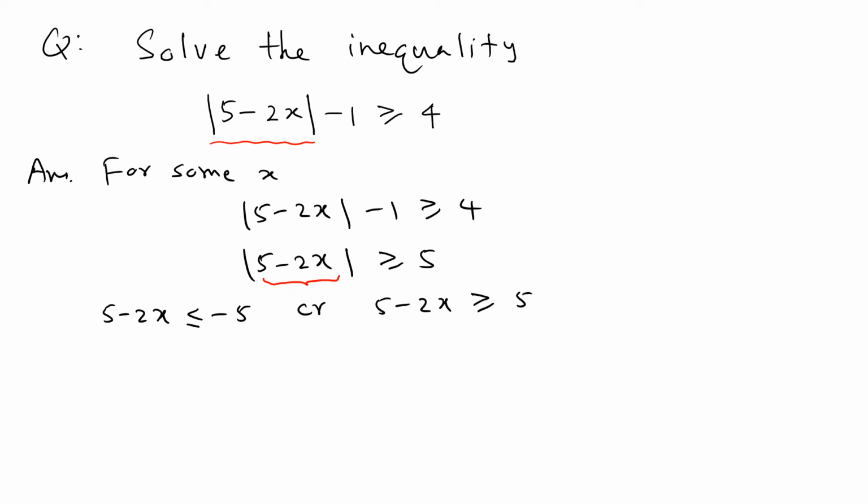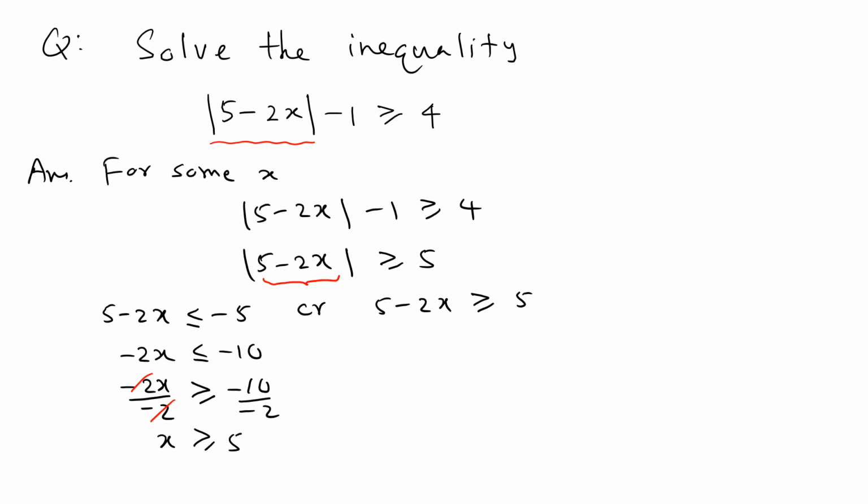To solve this, we're going to subtract 5 from both sides. That means it's going to be negative 2x, and if you subtract 5 from negative 5, you get negative 10. Then we're going to divide, and this is the situation where we have to be careful. When you divide by a negative number, it flips the sign. So if you divide both sides by negative 2, the sign flips, and negative 2 cancels, so you get x greater than or equal to negative 10 over negative 2, which is 5. That is the first solution.